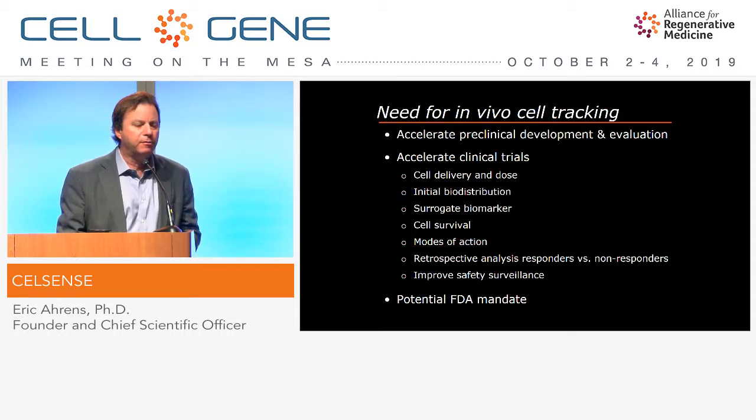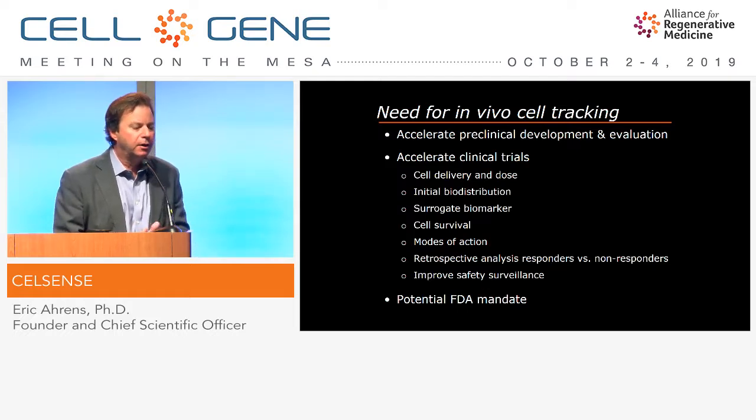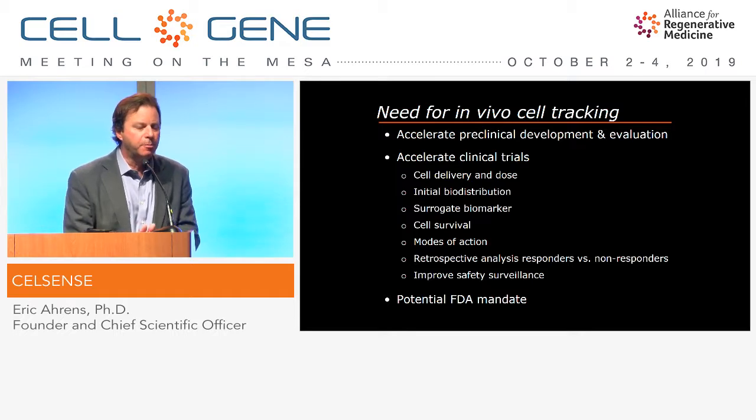Also in the clinical realm, the ability to track cells is important to optimize cell delivery, to understand the dosing, to get an estimate of the initial biodistribution of the cell product. With this information, you can derive a surrogate biomarker, which I'll talk about today. Another important parameter to try to assess is cell survival. So if you're putting in 1 or 10 billion cells in vivo, you'd like to know how many of those survive, what fraction of that cell product survives. With that information, you also help understand the modes of action and rely less on having magic cells, but understanding more the mechanistic aspects of cells as used for treatment.